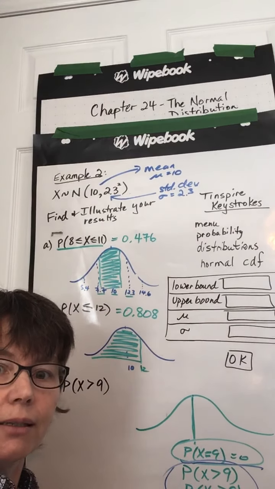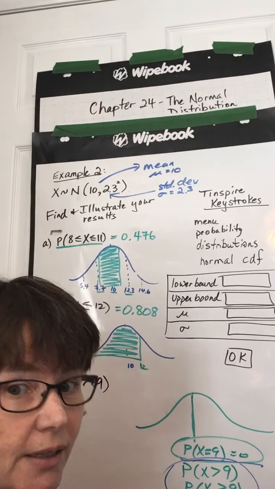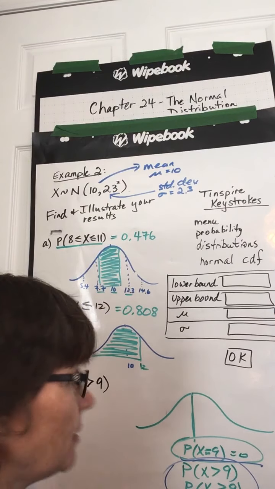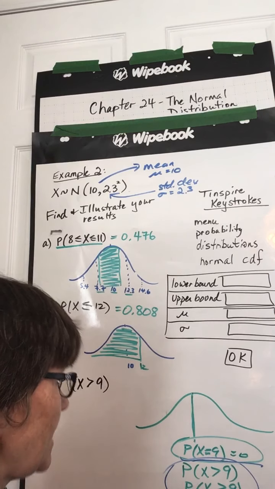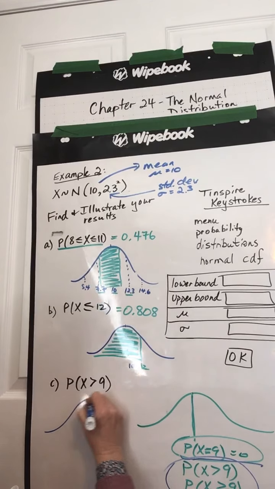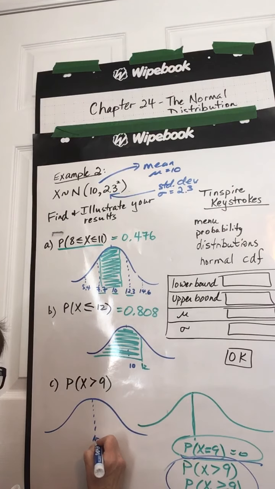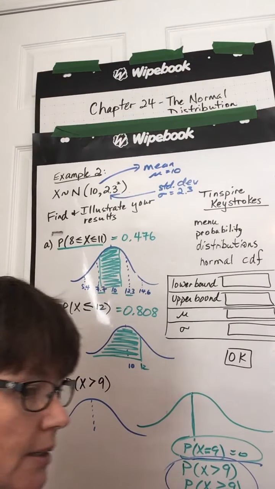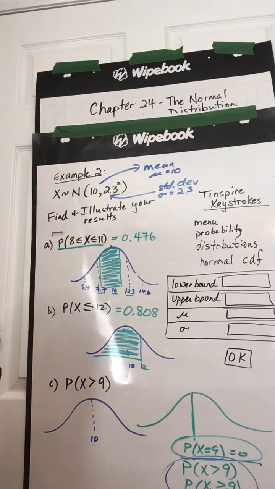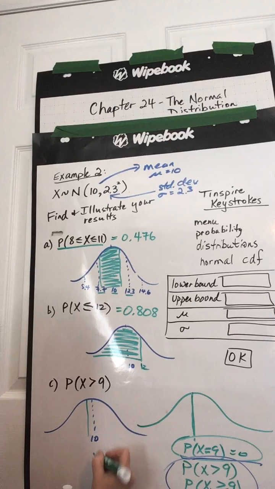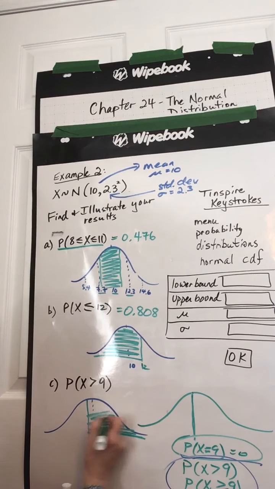Okay, so let's do this. On our calculator, our lower bound is still 9. Upper bound then is what? Anything bigger than 9. So if I'm going to illustrate this, anything bigger than 9. I know my mean is still at 10. My mean is 10, and I'm looking for anything bigger than 9. So 9 is less than 10, we all know this, so that's going to be on this side, and it's going to be everything here.